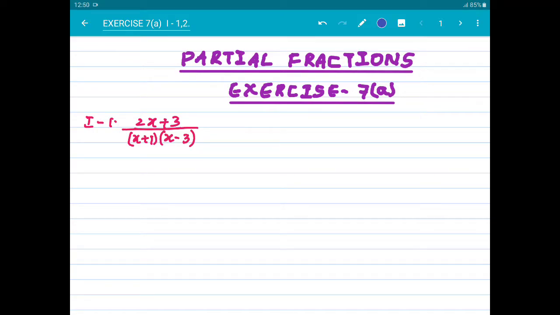Hello everyone. Let us discuss partial fractions. This is the chapter in paper 2A. In exercise 7A, the first problem is (2x + 3)/((x + 1)(x - 3)). Let us solve this question.